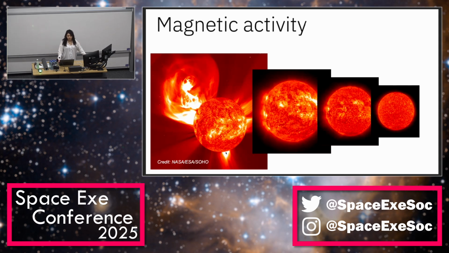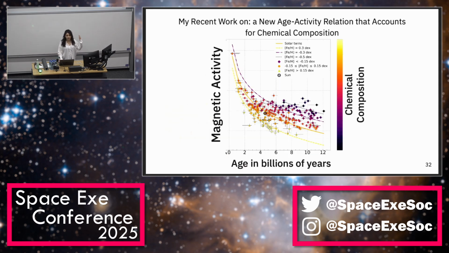And this is what I do. I have a recent work where I'm suggesting a new relation where you measure the activity level of the star, and you can guess the age. But we expect that, because of the stellar diversity, the stars are different. They should evolve differently. And this relation should account for the chemical composition of the star. So what I'm suggesting is a relation dependent on the chemical composition.